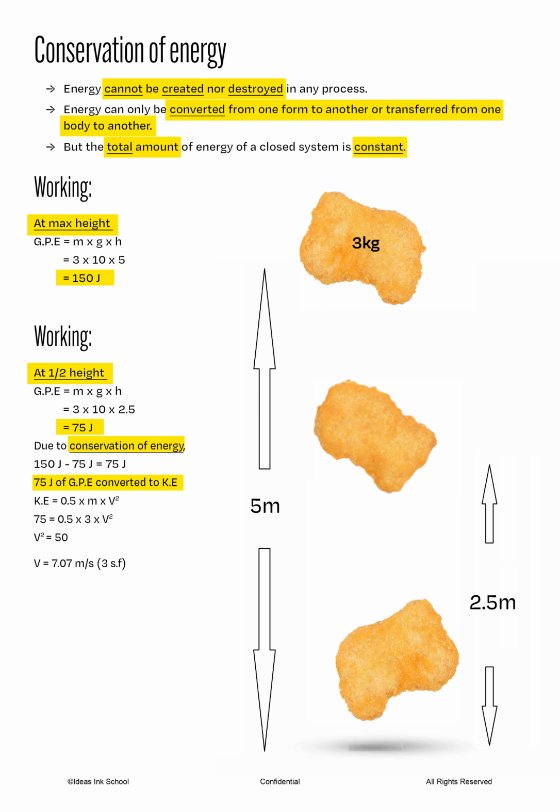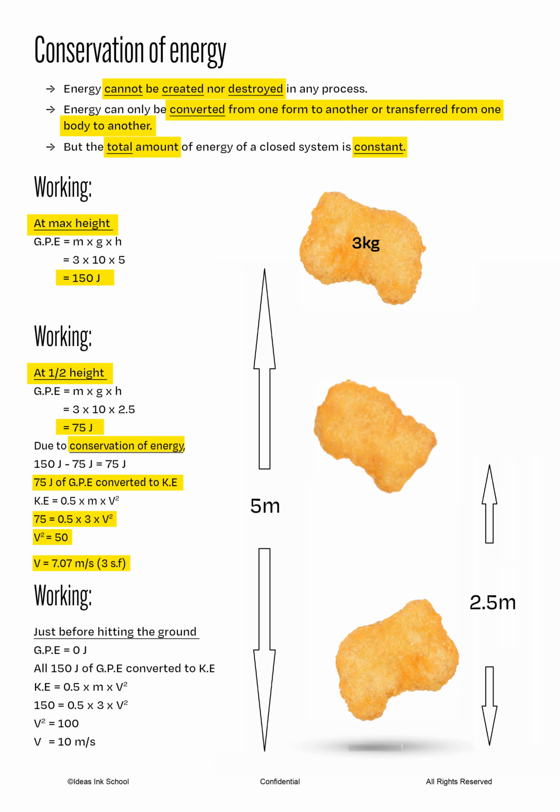The velocity can be found by equating 75 joules of kinetic energy to half times m v squared. And since the mass is 3 kilograms, the value of v squared will be 50. And thus rooting it will get us a velocity of 7.07 meters per second. But since the nugget is accelerating towards the ground, when will it reach maximum velocity? Maximum velocity occurs just before the nugget hits the ground. At this moment in time, all 150 joules of gravitational potential energy will be converted to kinetic energy.